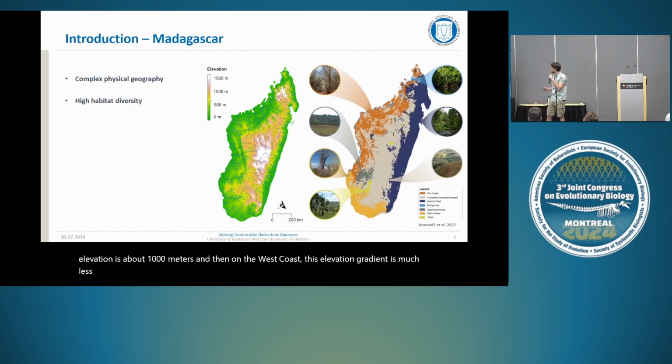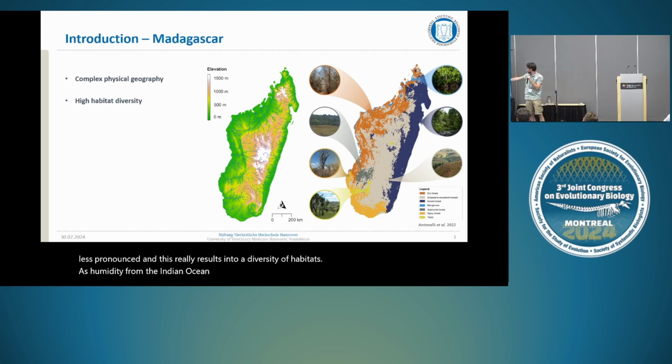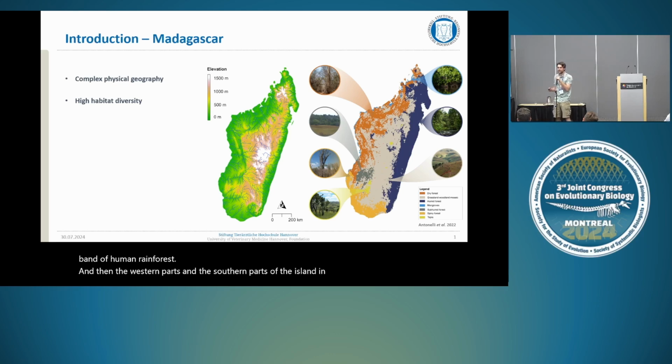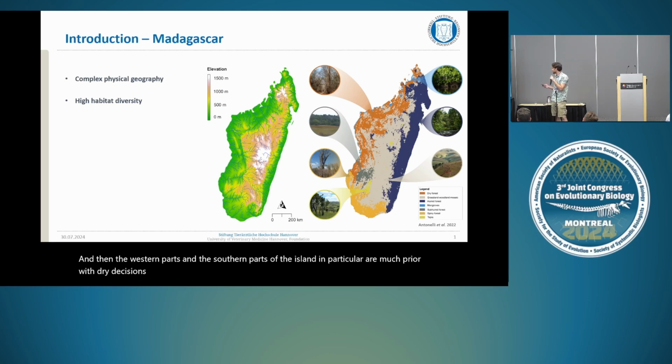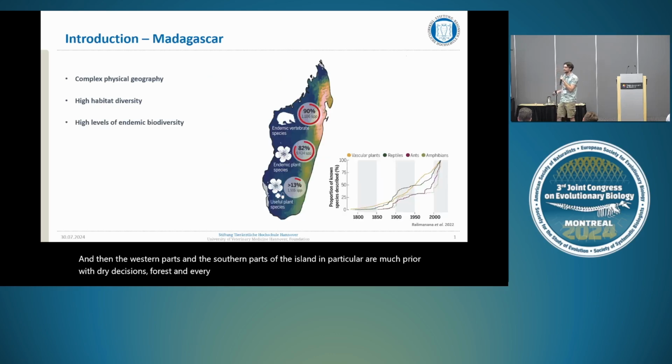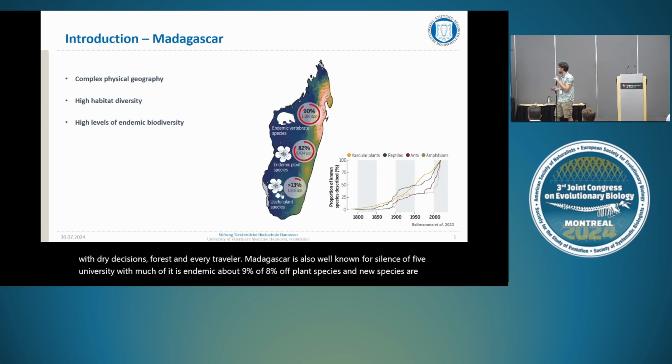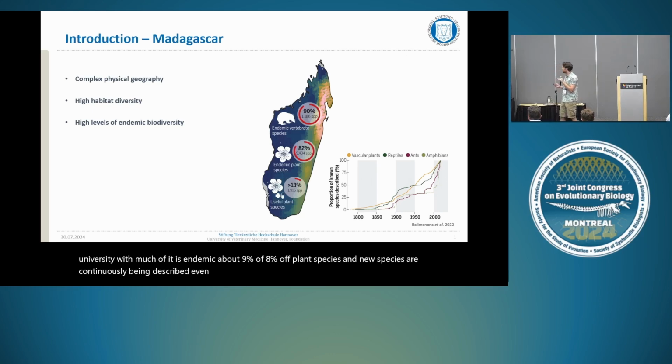And this really results in a diversity of habitats, as humidity from the Indian Ocean precipitates on the east coast, forming this band of humid rainforest. And then the western parts and the southern parts of the island in particular are much drier, with dry deciduous forest and arid shrubland. Madagascar is also well known for its high levels of biodiversity, with much of it endemic. About 90% of vertebrates are endemic and about 80% of plant species. And new species are continuously being described even today, even in primates.